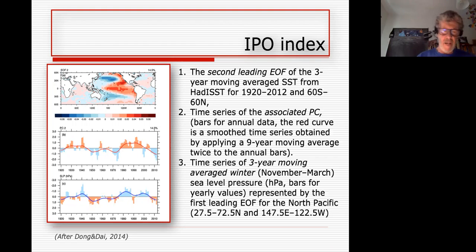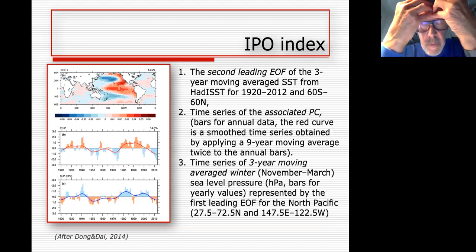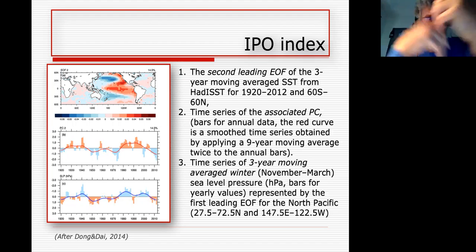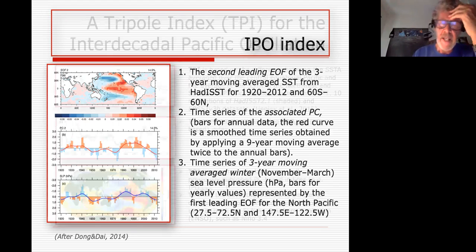So the IPO index is quite a nice way to extend the concept of PDO to the global Pacific Ocean. My personal question, I have no answer: which is the role of ENSO, or El Niño and La Niña, in this IPO index? Are the two somehow connected?